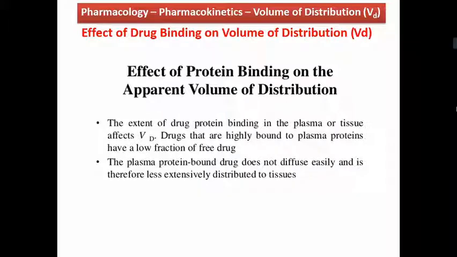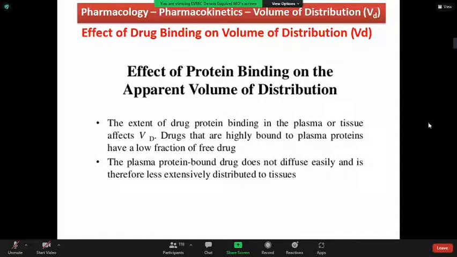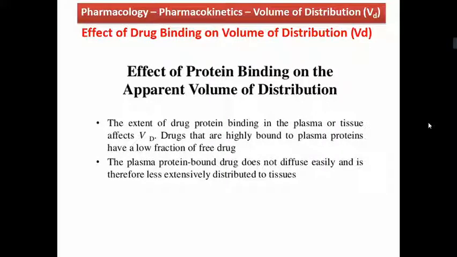However, there is a factor that will affect the volume of distribution of the drug, and that is protein binding. The extent of drug protein binding in the plasma or tissue affects the volume of distribution. Drugs that are highly bound to plasma proteins have a low fraction of free drug. Don't forget this: the biologically active form of the drug is the free drug.